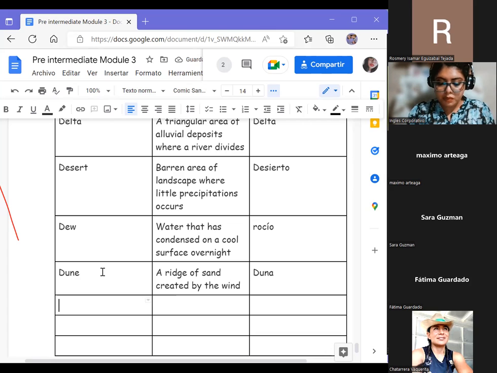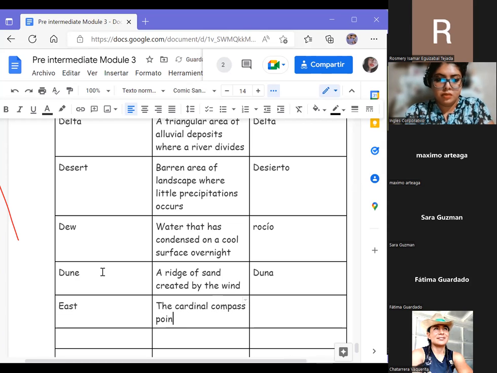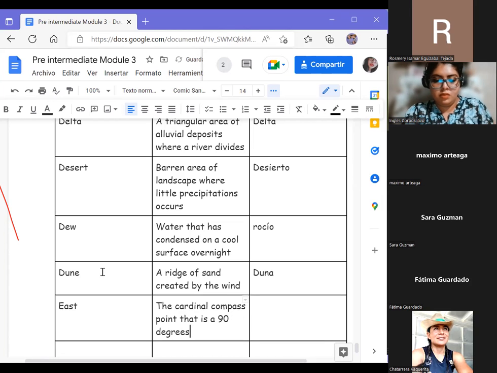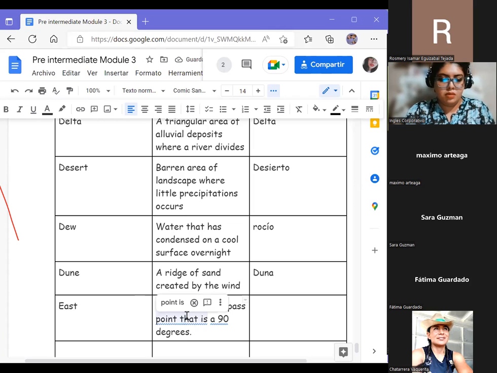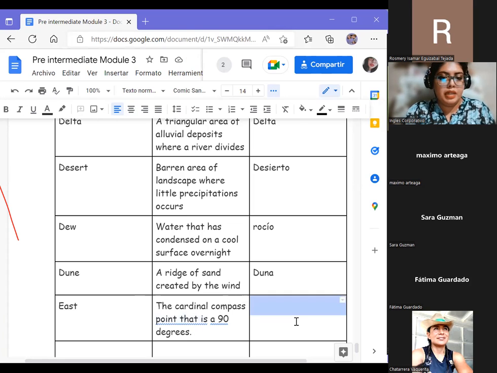Then we have east. That means the cardinal compass point that is at 90 degrees. And it means este.